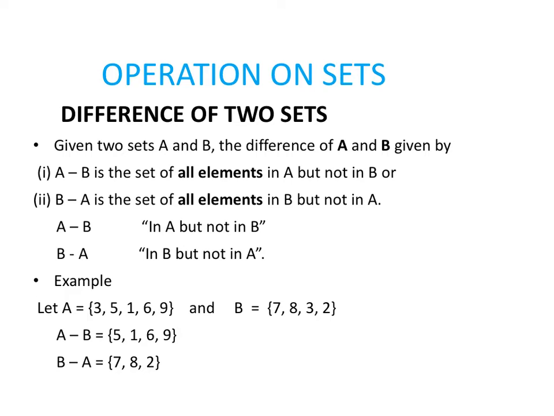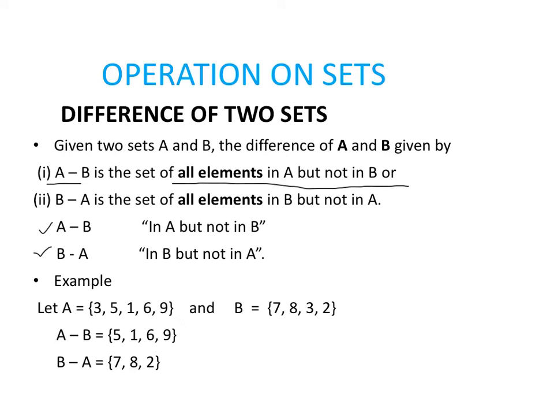Given two sets A and B, the difference of A and B, given by A minus B, is the set of all elements in A but not in B. All elements in A but not in B. And B minus A is the set of all elements in B but not in A. A minus B is all elements in A, not in B, while B minus A is all elements in B, not in A. So A minus B is in A but not in B, and B minus A is in B but not in A.